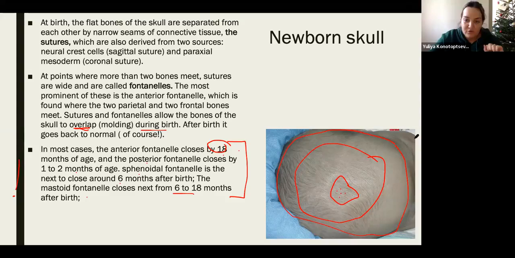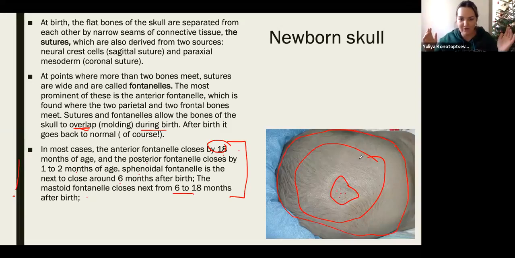So to be able to push 15 centimeters out of the 10 centimeters, you have to allow the bones to do this. If you have ever seen the head of the newborn, it doesn't look like ours. It's almost like an egg shape. It's a very elongated head.